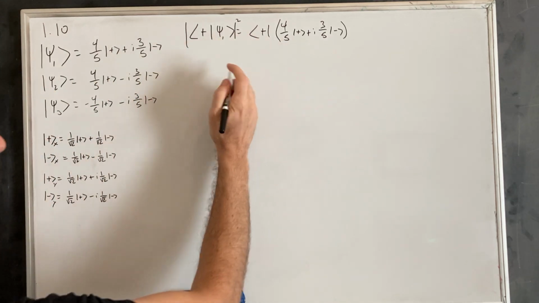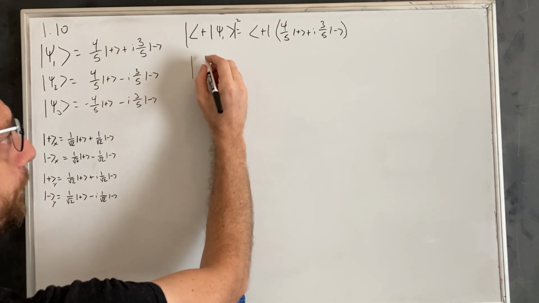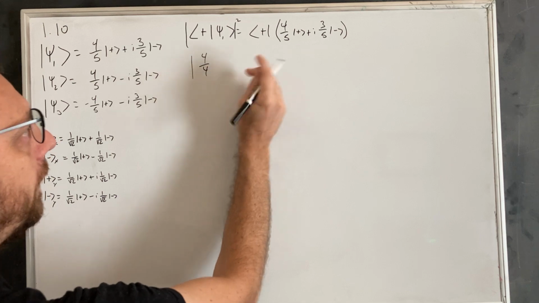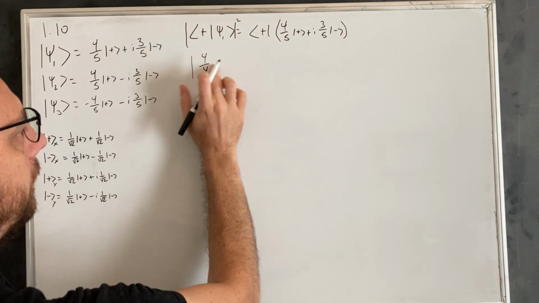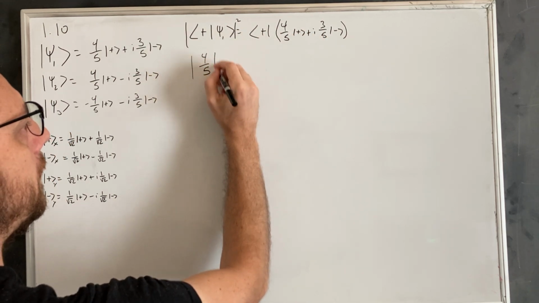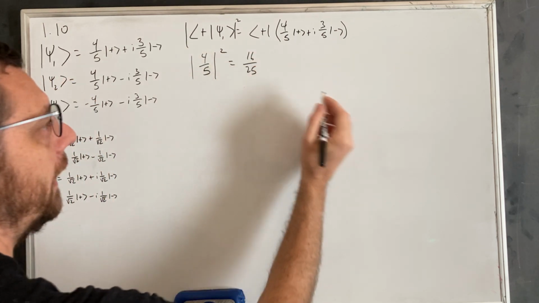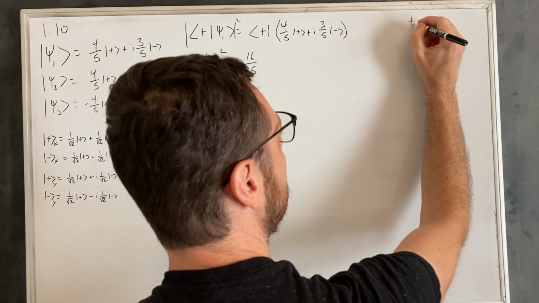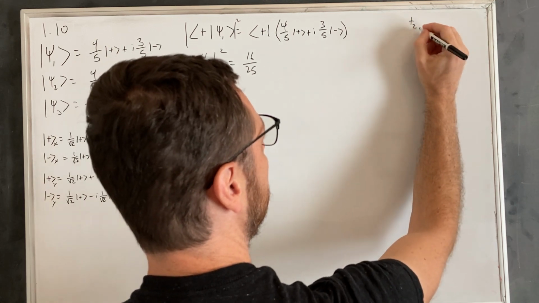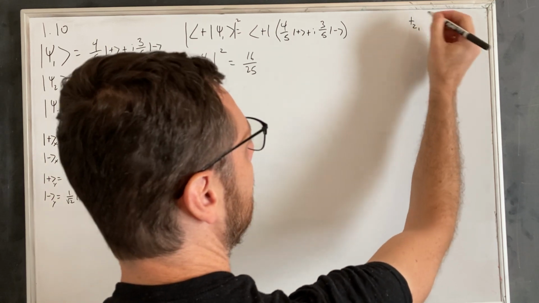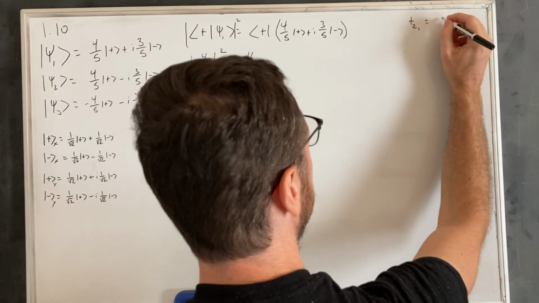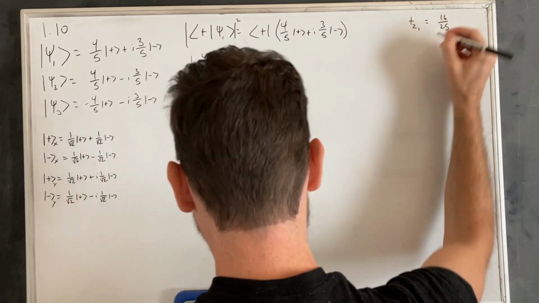Okay, and then we keep the up. I'll try to go through these pretty quickly. So we keep the 4/5. A plus and a minus cancel out. So then we square that, and that's going to be 16 over 25. And that's going to be our up in the Z for our first state. So plus Z1, that's going to be 16/25.